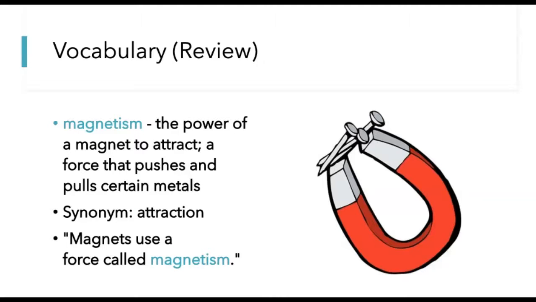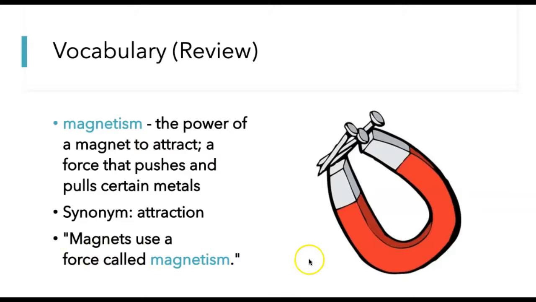Alright, our first word is magnetism. Magnetism is the power of a magnet to attract, a force that pushes and pulls certain metals. Magnets use a force called magnetism.